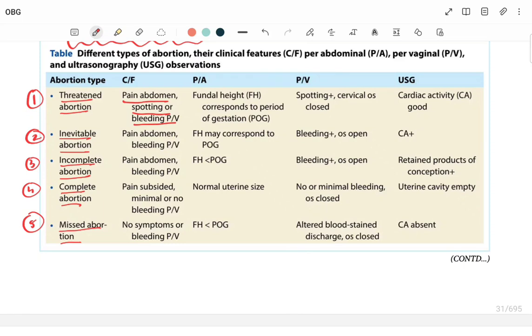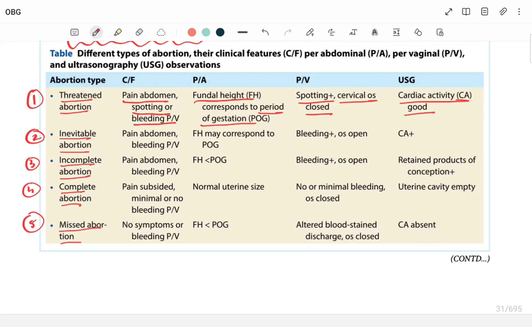Now when you do a per abdominal examination in case of threatened abortion, fundal height corresponds to the period of gestation. Per vaginal examination, spotting will be seen and cervical os is going to be closed. And in ultrasound, the cardiac activity will be good. So this is all about threatened abortion.